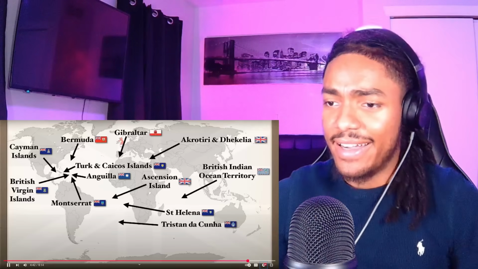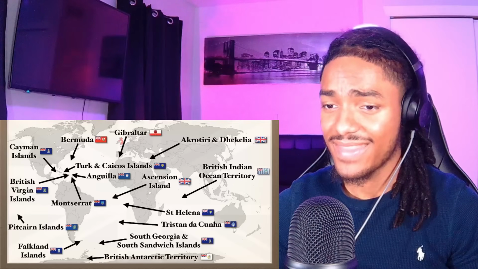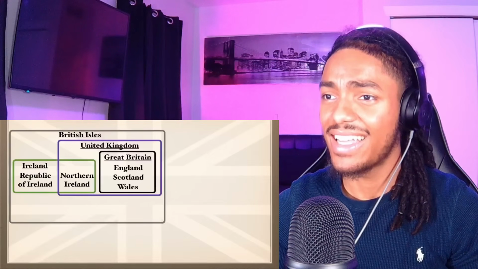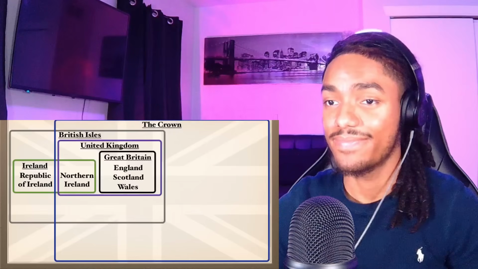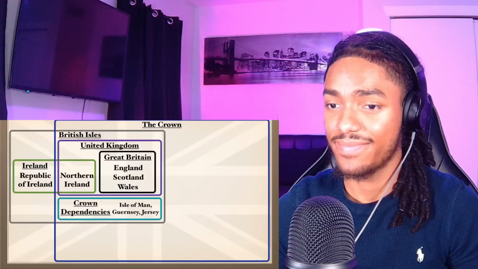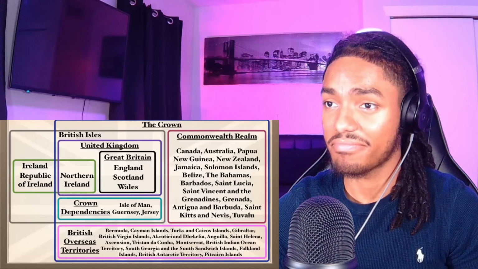British Indian Ocean Territory, the South Georgia and South Sandwich Islands, the Falkland Islands, the British Antarctic Territory, and the Pitcairn Islands. For our final Venn diagram, the United Kingdom is a country situated on the British Isles and is part of the Crown, which is controlled by the monarchy. Also part of the Crown and the British Isles are the Crown Dependencies. The independent nations of the former empire that still recognize the Crown are the Commonwealth realm, and the non-independent remnants of the former empire are the British Overseas Territories.